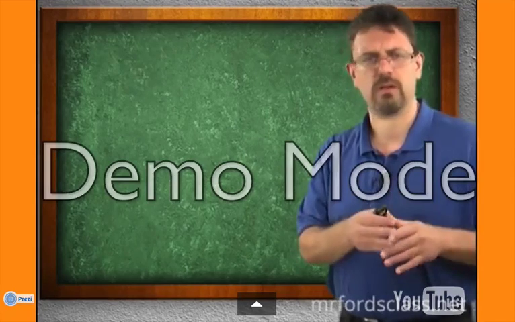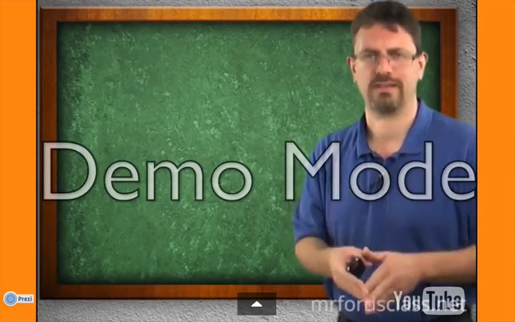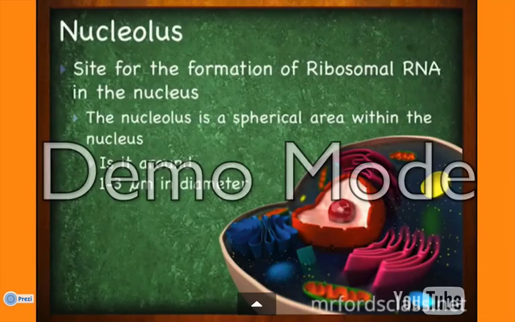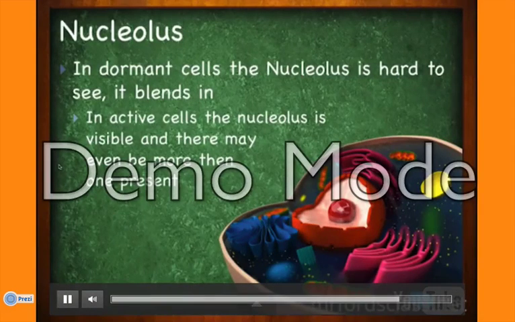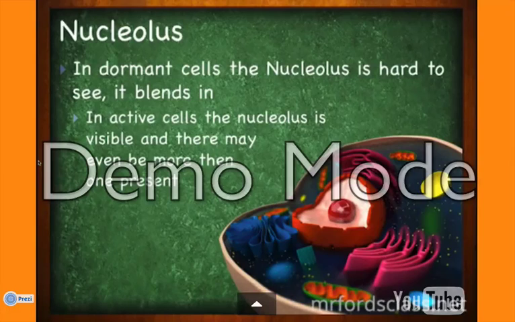Within the nucleus, we can also have something called the nucleolus. The nucleolus is a site of formation of ribosomal RNA in the nucleus. The nucleolus is a spherical area within the nucleus. It's about 1 to 3 micrometers in diameter. In dormant cells, meaning cells that aren't metabolically active, that aren't dividing, the nucleolus is hard to see. It blends in. In active cells, the nucleolus is very visible. There may even be more than one present.